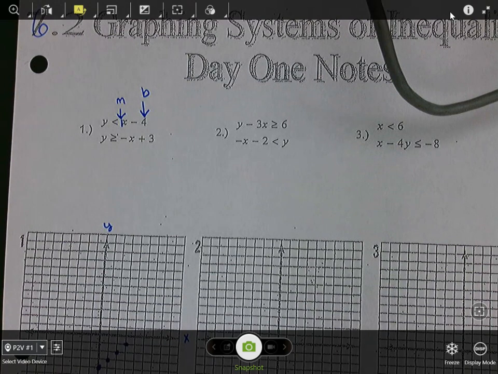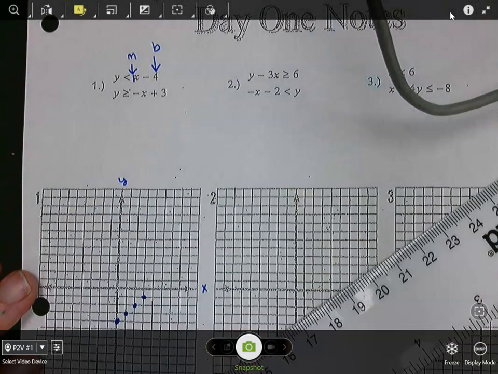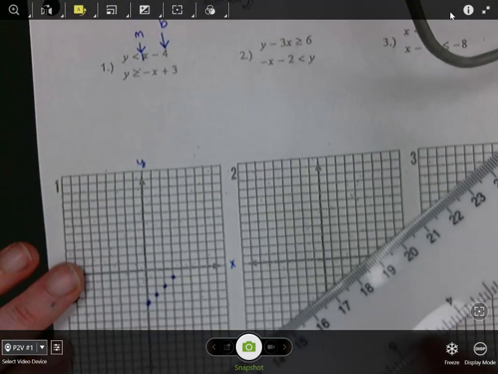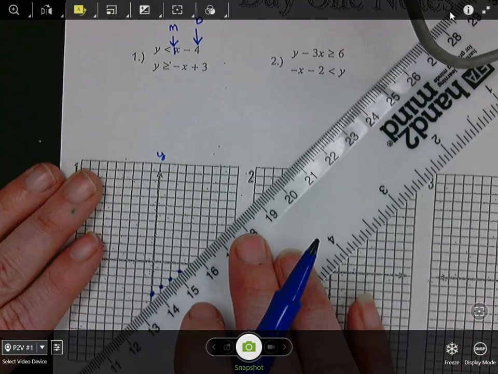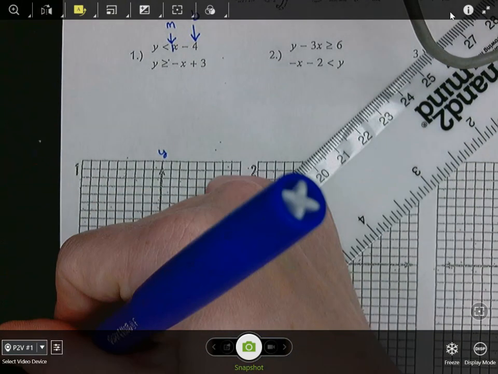But you have to remember, it's either going to be solid or dashed. Well, since there's no equal to, it's going to be dashed. So we're going to draw a dashed line to connect all those points for y is less than x minus 4.